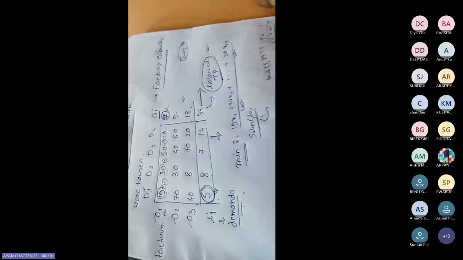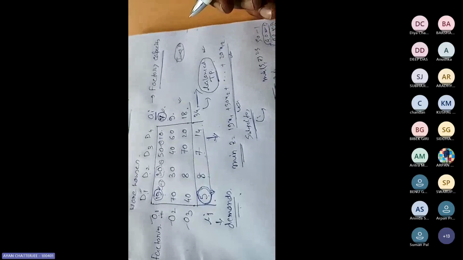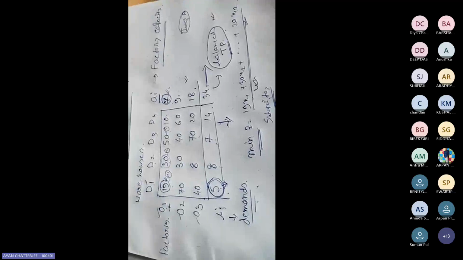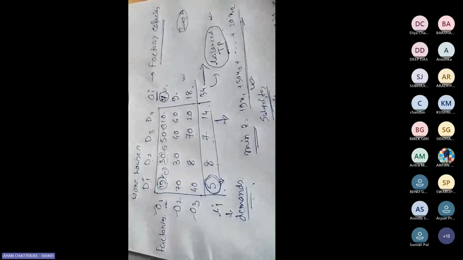Now the question comes this way: what happens if the problem is not a balanced problem, if it is an unbalanced problem? The procedure we are going to use is quite the same actually, but what you have to do extra is add one virtual demand, or add some virtual supply.